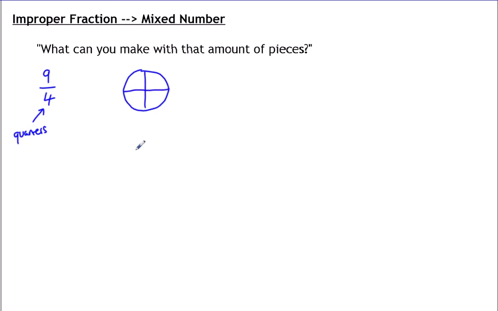So there's 4/4. Have I got enough to make another whole pizza? Yeah, of course I do, because I've got more quarters, haven't I? So how many quarters have we used so far? 8. All right, so 1, 2, 3, 4, 5, 6, 7, 8. What have we got left? We've just got that 9th quarter left.